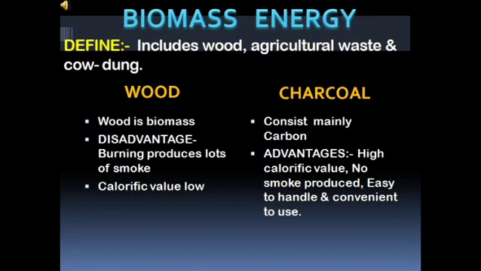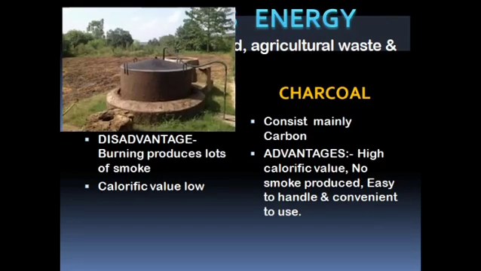But there is a disadvantage of using wood, that it produces a lot of smoke, and it also has a low calorific value of 17 kilojoule per gram. But we have another fuel which is much better than that, the charcoal. It mainly consists of carbon, and its advantages are it has high calorific value, no smoke produced, easy to handle and convenient to use. Now further, let's take the case of cow dung and biogas.